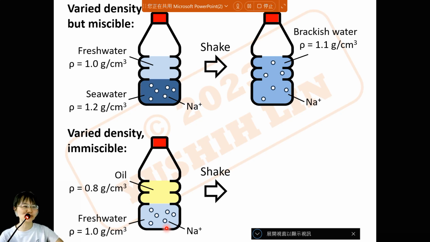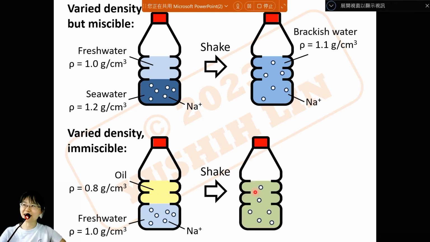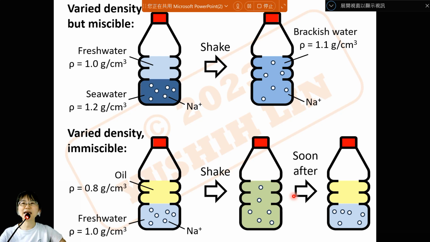In my lab, we do this very often because usually this is not oil, this is organic solvent. When you shake, at the beginning you see they look like miscible because you will see some turbid mixture. However, maybe after 1 minute, they will be separated again. No matter how hard you shake it, they will always separate because they are immiscible.